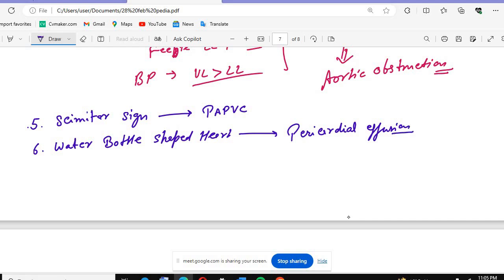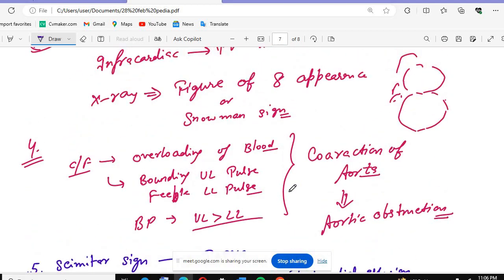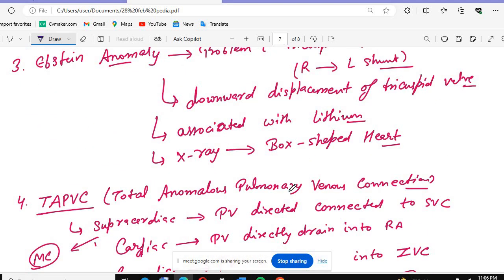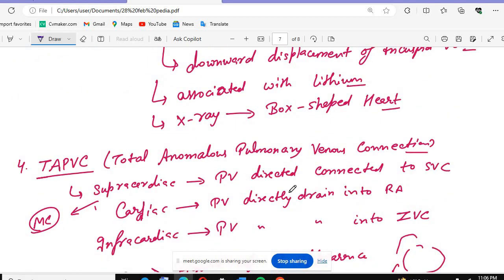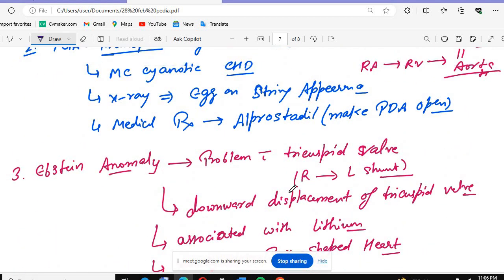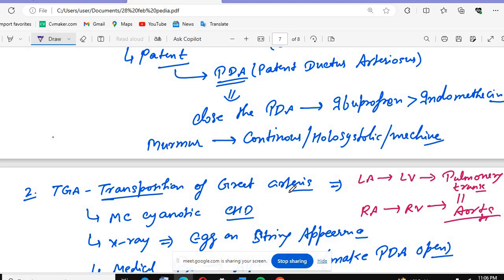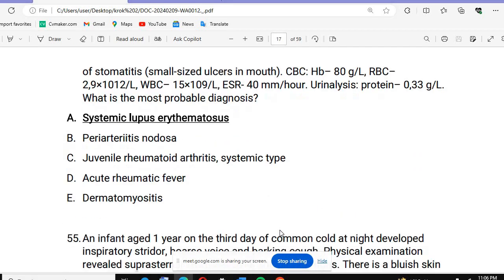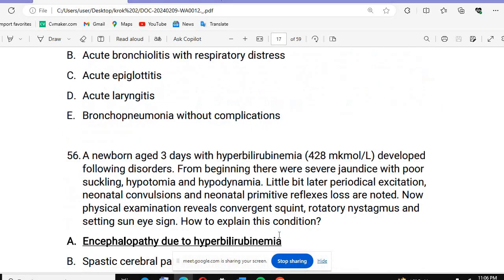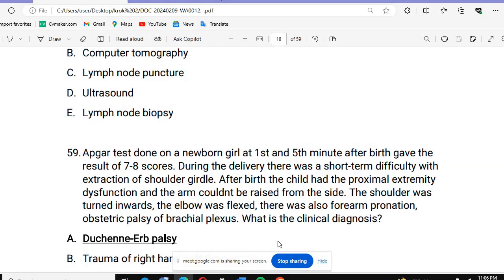So these are some of the cardiological findings that we see in these conditions, like Ebstein anomaly, total anomalous pulmonary venous connection, and transposition of the great arteries. Okay, so let's come back to our question.